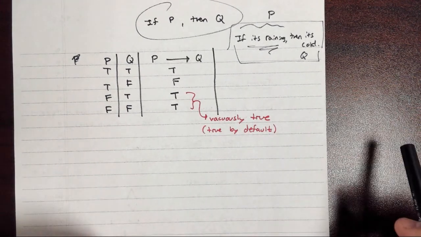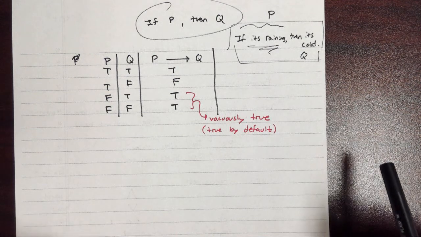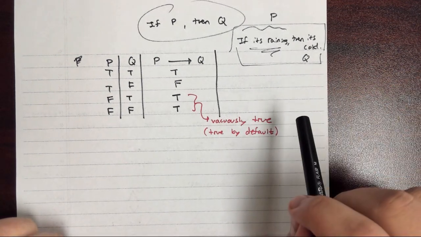So this is what they do. Because it's just the best answer we have, because if we can't prove it. It's raining, then it's cold?